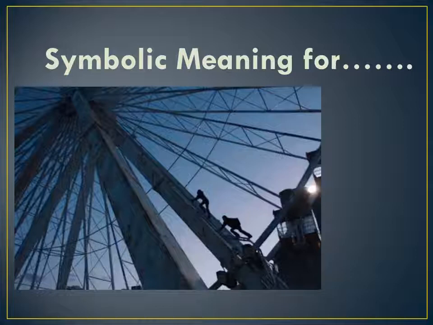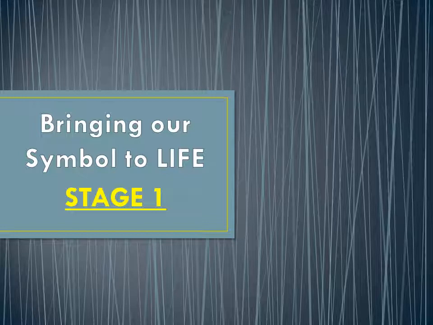What's so great about this project is that we're going to take a symbol from our independent reading novels and we're going to bring it to life. Now, it can be from your independent reading novel or it can be from Divergent. The symbol that I chose was the Ferris wheel, and I'm going to show you how I brought that symbol to life. Now remember we discussed that there are several components to this project.